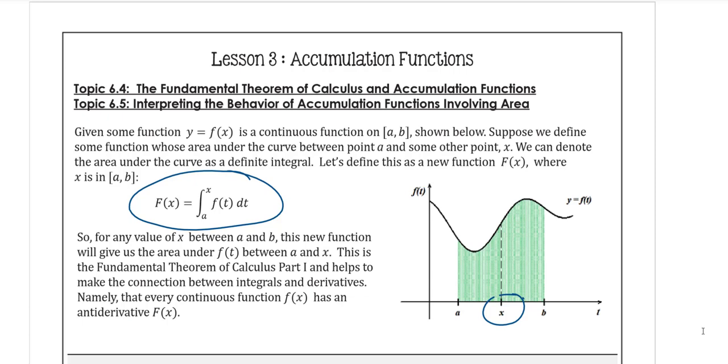This is the definition of the first fundamental theorem of calculus. And it helps make the connection between integrals and derivatives, because you're going to see that if small f of x is a continuous function, capital F of x is called its antiderivative. So every continuous function has an antiderivative.